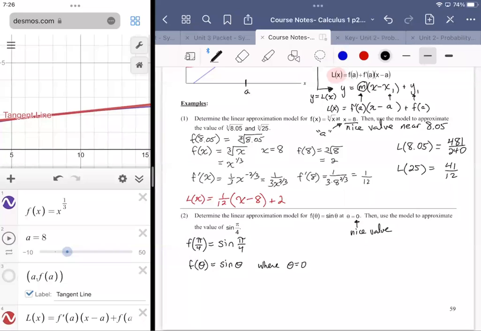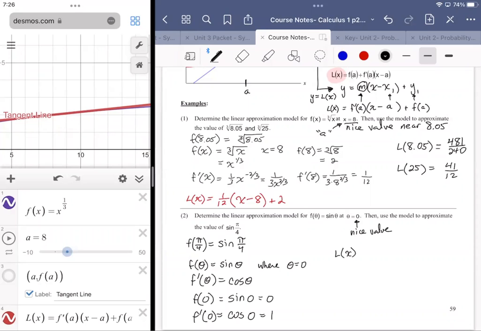Right? So I'd find my derivative, which gives me cosine of theta. I'm going to evaluate my original function. I'm going to evaluate my derivative. My original function would be sine of 0, which is 0. My derivative function, cosine 0, is equal to 1. All right.